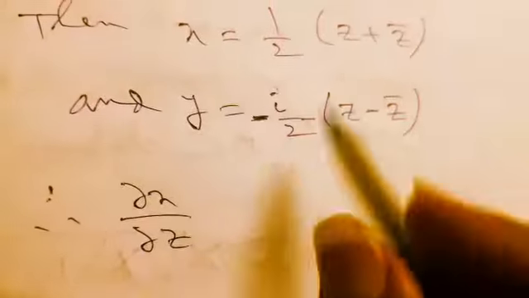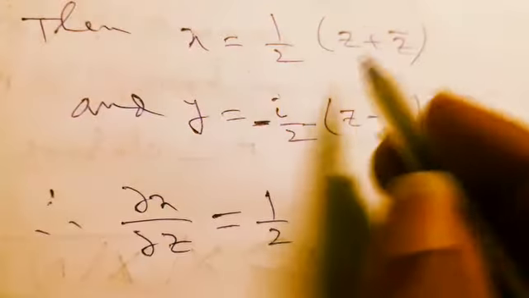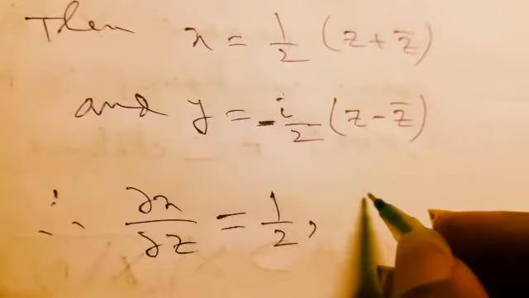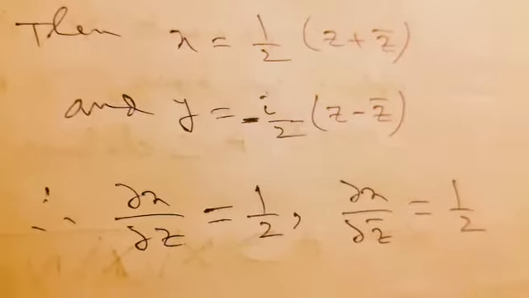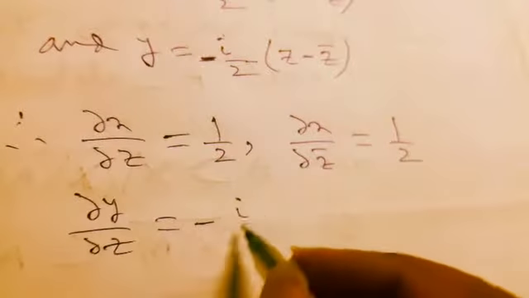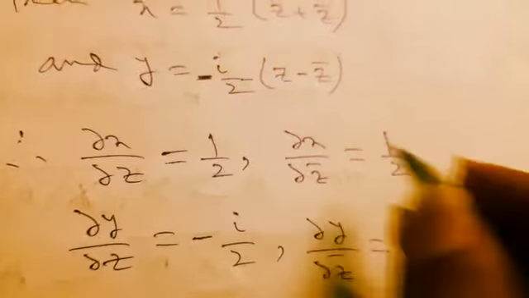∂x/∂z, that is a partial derivative with respect to z, and suddenly it will be half of ∂z/∂z, that will be 1, and ∂x/∂z̄, that will also be half, and ∂y/∂z, and it's clear that it will be minus i by 2, and ∂y/∂z̄, certainly it will be i by 2.